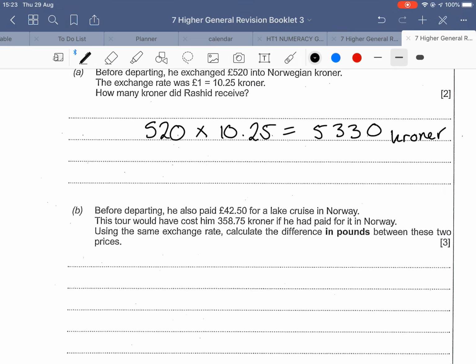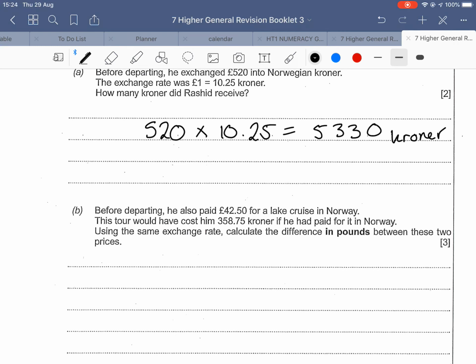Before departing, he also paid £42.50 for a lake cruise. Lovely. In Norway, this tour would cost him 358.75 krona if he paid for it in Norway. Using the exchange rate, calculate the difference in pounds between these two prices.